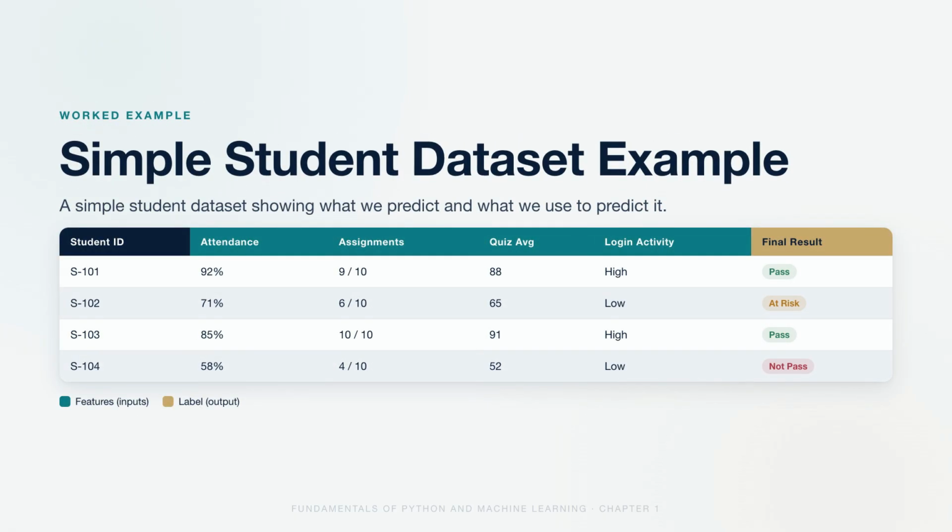Let's use a simple student dataset as an example. Imagine the dataset includes attendance, assignments submitted, quiz average, login activity, and final result. Attendance, assignments submitted, quiz average, and login activity are features. They are the input variables. The final result is the label. It is the outcome we want the model to learn. A model would study past student records and identify patterns that might help predict whether a future student is likely to pass or might need support. This example shows how machine learning can connect data to real-world decision support.